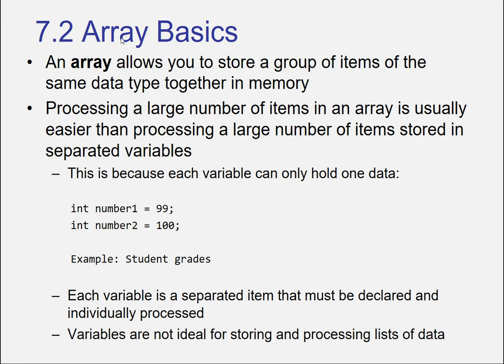Alright, now let's have a look at basic arrays. What is an array? An array is simply a collection of similar or like items, a group of items of the same data type that you're going to put into memory. We use arrays when we want to process large groups of numbers or large groups of objects together. It's a better way of managing and organizing the information.